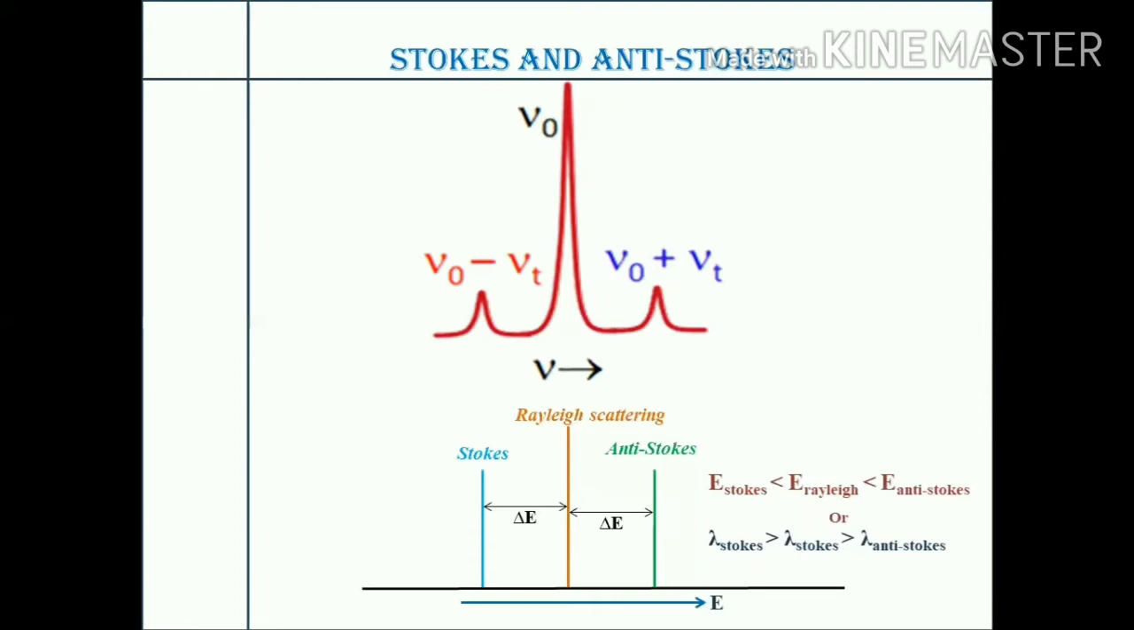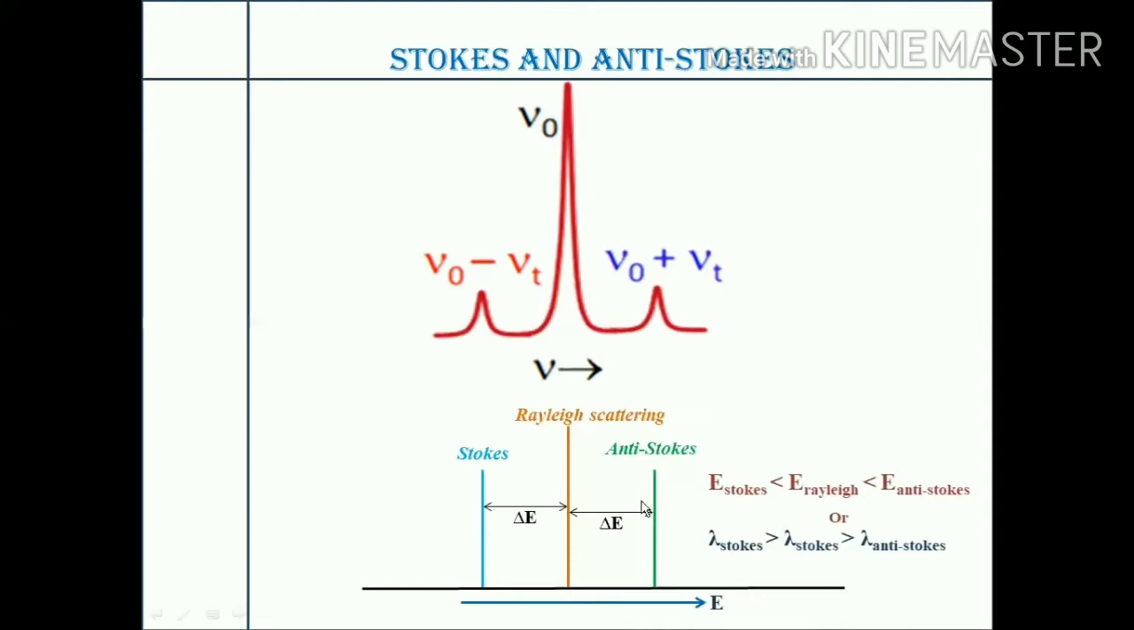For one particular molecule, that is for the same molecule, the change in energy between the Stokes line and Rayleigh scattering will always be equal to the change in energy between the Rayleigh scattering and the anti-Stokes line. That means this difference in energy will be the same everywhere. So the delta E value, let's suppose it is x between the Stokes line and Rayleigh scattering, will be the same between the Rayleigh scattering and anti-Stokes line. This is what we are trying to say over here.